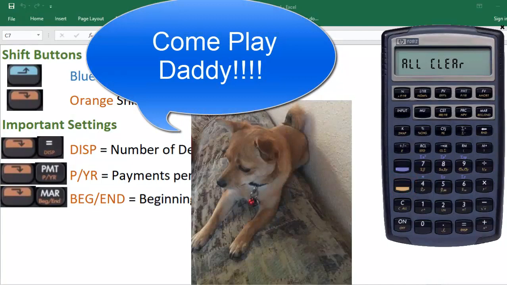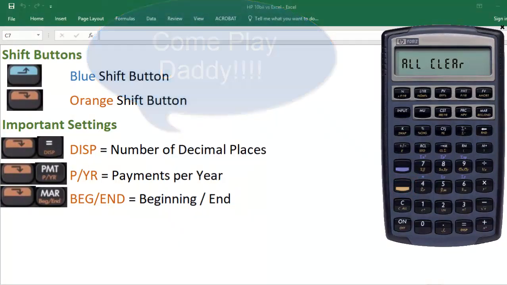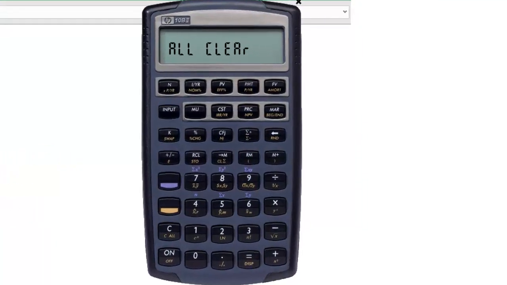Let us look at some important settings. The first is DISP, or number of decimal places. You push the orange shift, the display, and the number of decimal places. You will see I've chosen 5, and now we have 5 decimal places. Shift, display, 2 decimal places.